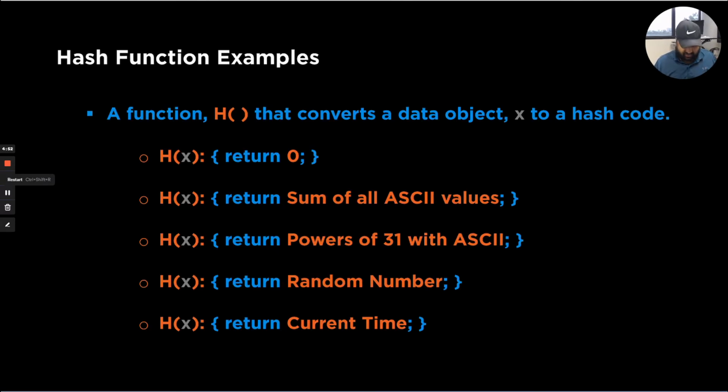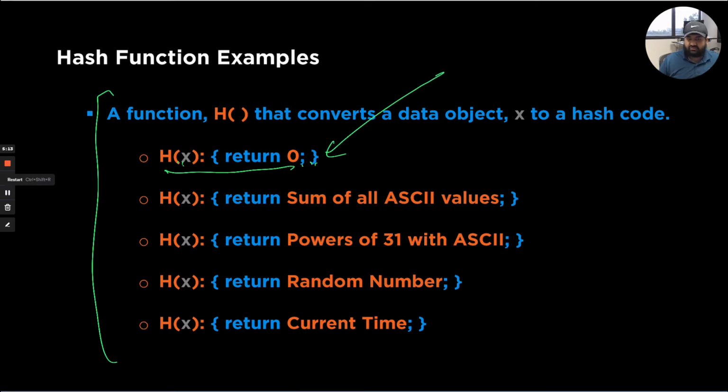The first one is this one, which is like return 0. Let's say we have a hash function h of x which takes in an input, a data object x, and returns a 0. So what do you think? Pause for a second and think about this hash function. Is this a valid hash function?